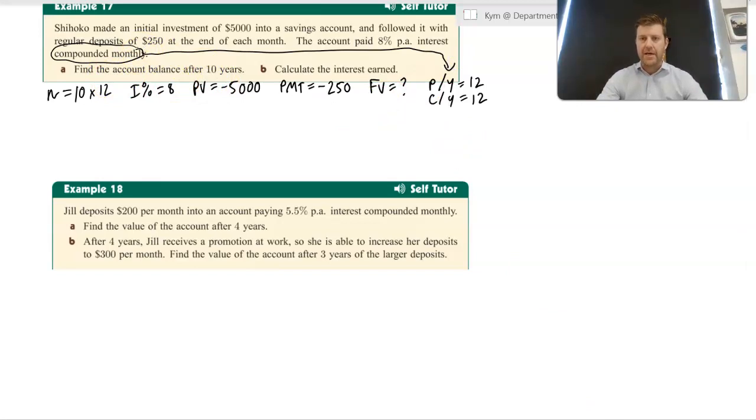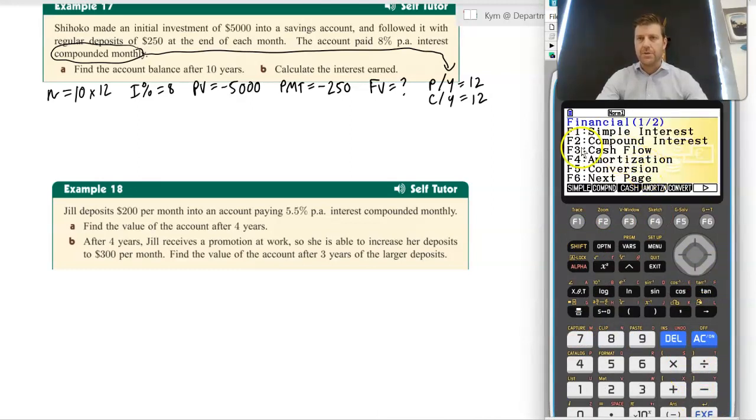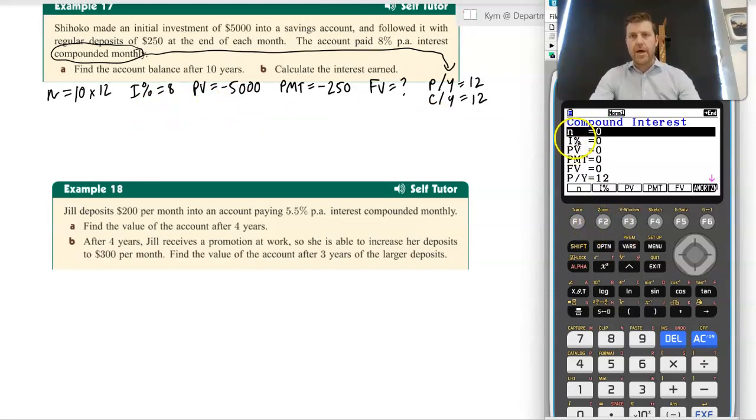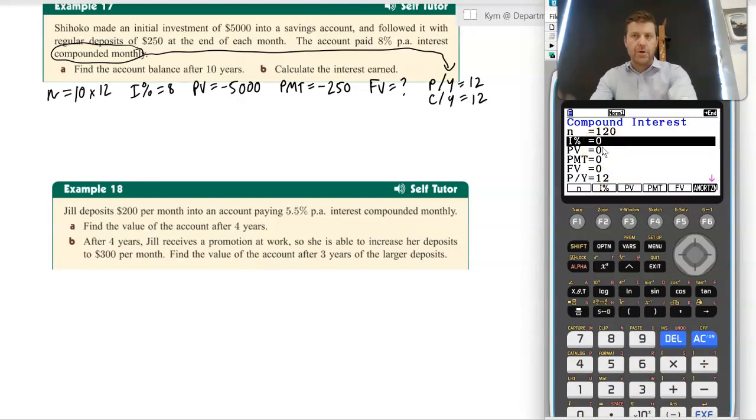In your graphics calculator, again, we're going to be using that finance function. So enter there. Once you're in there, we're going to be using the compound interest function here. Again, I'm going to touch on the F4 function, amortization function, and show you a few things there. But let's start by entering those values here into the compound interest section. So N, number of periods, is going to be 10 times 12. Okay, you can put in 120 or put in 10 times 12. It'll do it for you.